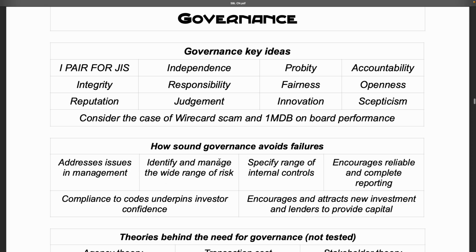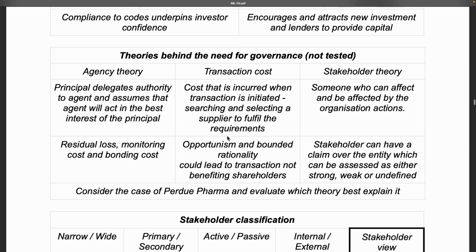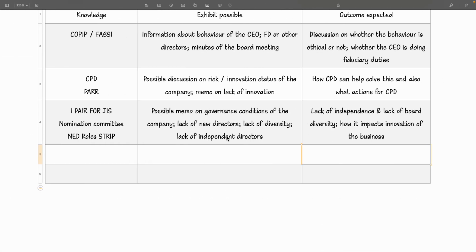Don't worry about how sound governance avoids failure. Don't worry about the theories of governance, agency theory, transaction, all that won't come out. Stakeholder theory, yeah, possible.